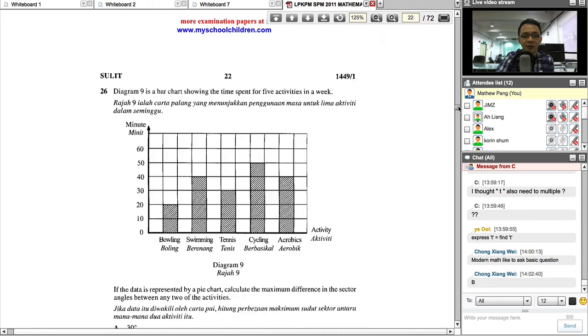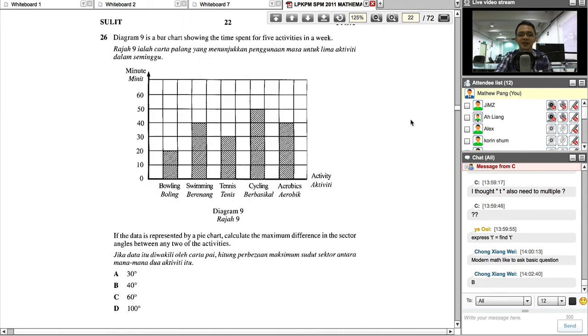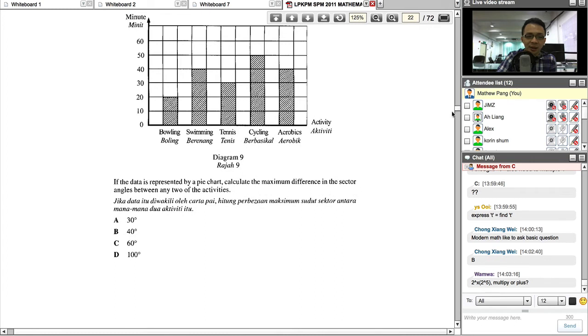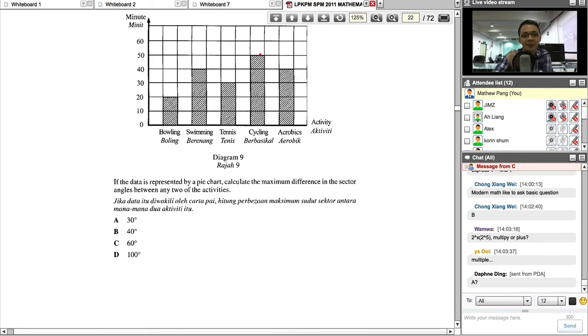Yeah, move on. Okay, this is statistics. Alright, this is a bar chart showing the time spent for 5 activities a week. So you've got 5 different activities you spend in the week. This is minutes, and this is a different activity. What they say is, if represented by a pie chart, calculate the maximum difference in sector angle between any two activities. Since they want the maximum, we take the highest one minus the smaller one. So this is the highest one, this is the lowest one.